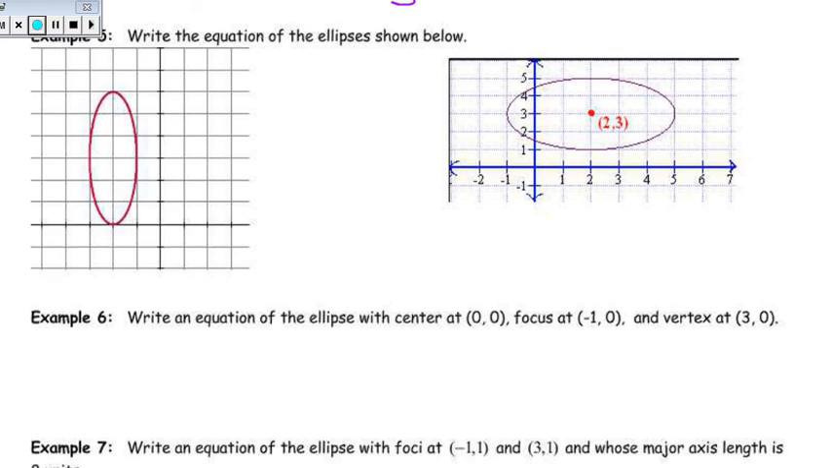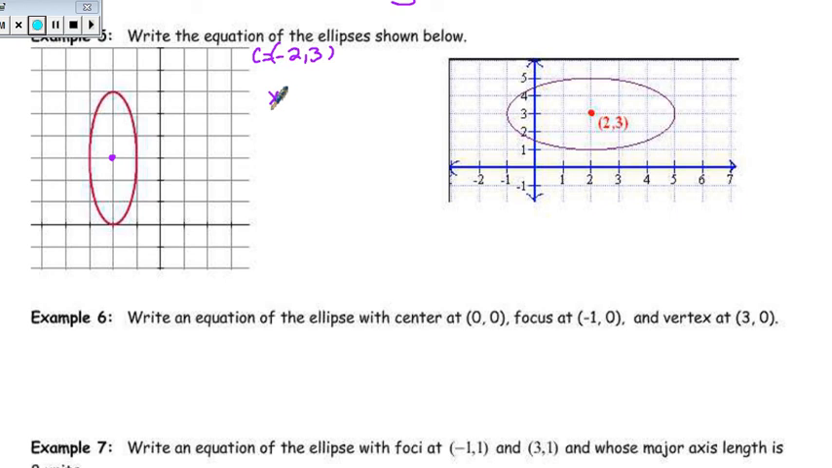We also need to be able to look at a graph and write the equation of the graph. So the first thing I want to do is get my center point, which would be right here. So the center is going to be the point, what is that? 2, 3, nope, negative 2, 3. So the center is at negative 2, 3. I do see that this is a vertical ellipse, so this is going to be a y squared.